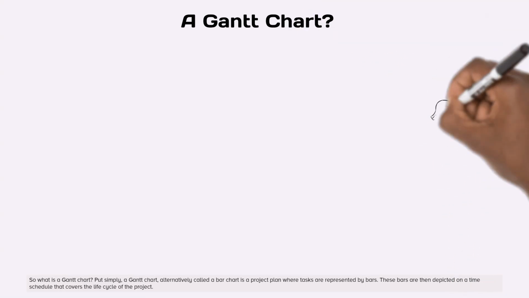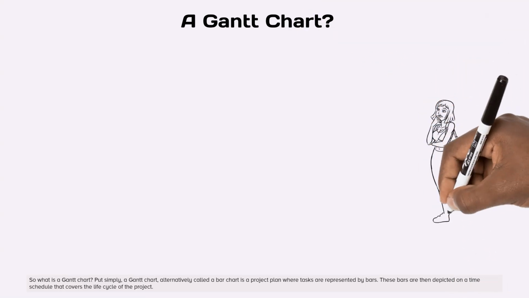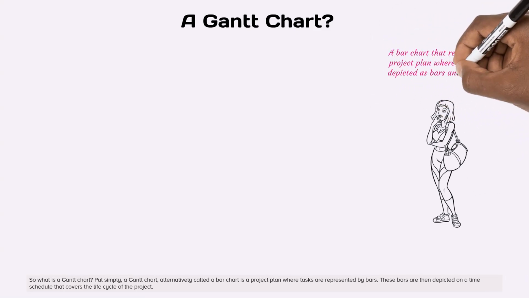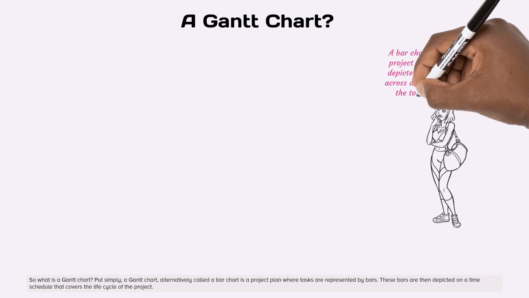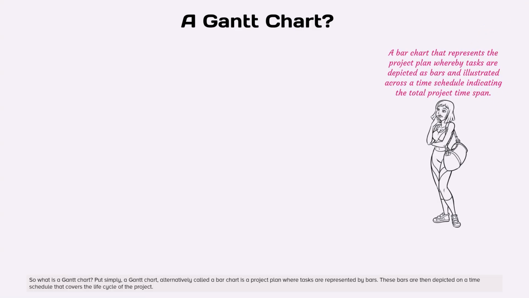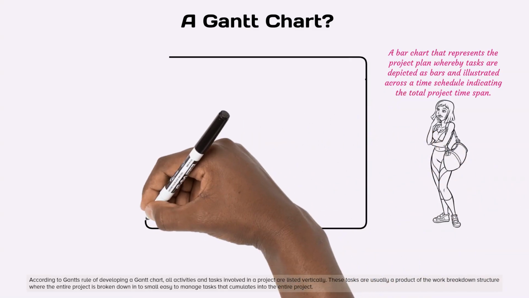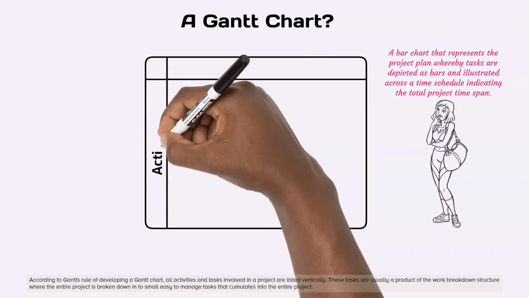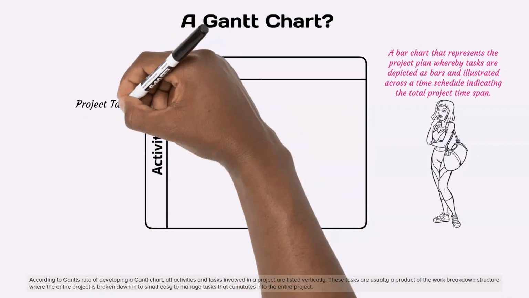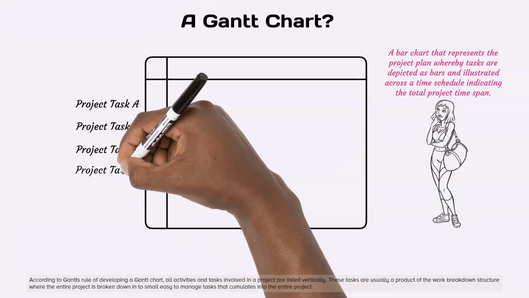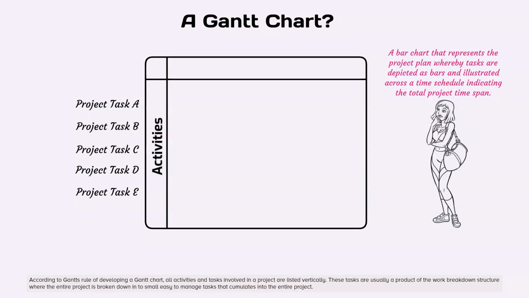Put simply, a Gantt chart, alternatively called a bar chart, is a project plan where tasks are represented by bars. These bars are then depicted on a time schedule that covers the life cycle of the project. According to Gantt's rule of developing a Gantt chart, all activities and tasks involved in a project are listed vertically. These tasks are usually a product of the work breakdown structure, where the entire project is broken down into small, easy-to-manage tasks that accumulate into the entire project.